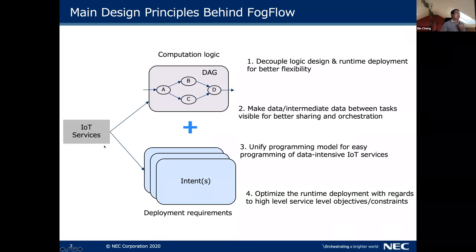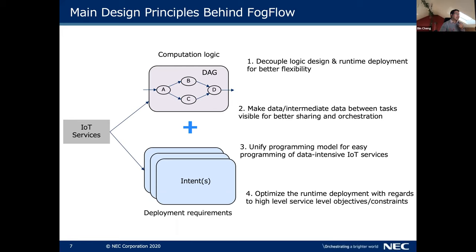There are four principles we try to follow in the design of Fogflow. The first is to decouple the computation logic, how we represent the service in the design phase, from the deployment requirements that we may face at runtime when we start to use the service. There is some consideration behind this principle, because the same service, which may be the same pipeline, may need to be triggered differently according to how we use it. For example, if we use it for simulation in cloud environments, we may not care too much about latency.